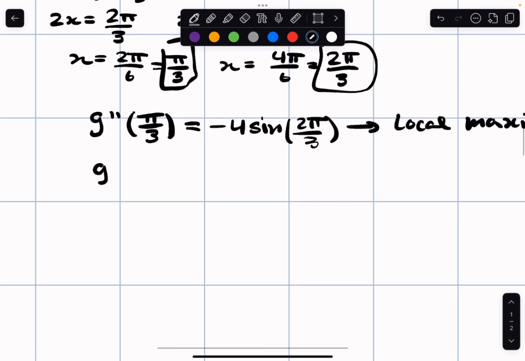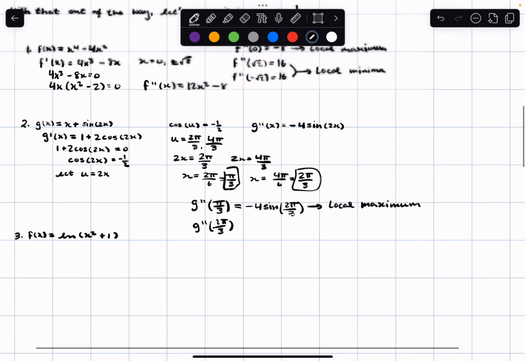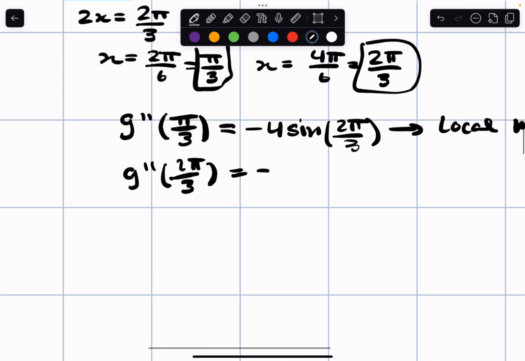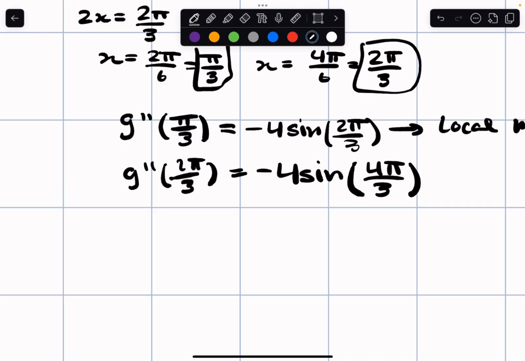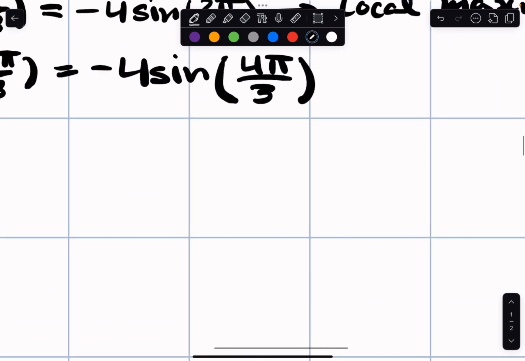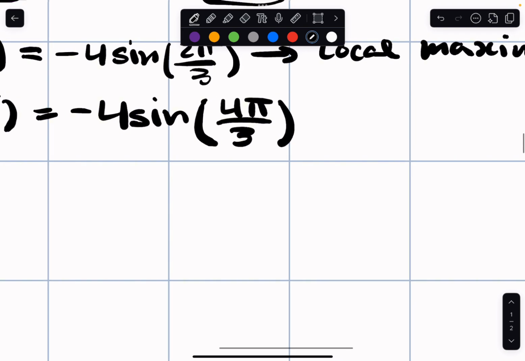And if we do g double prime of 2 pi thirds, it's going to be negative 4 sine of 4 pi thirds. And since sine of 4 pi thirds is indeed negative, and a negative times a negative is a positive, it's going to be a local minimum.